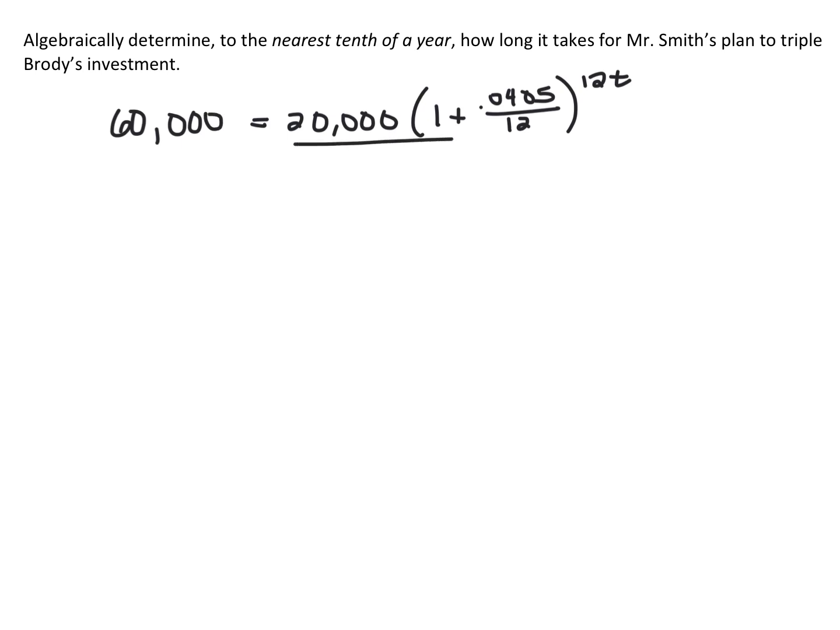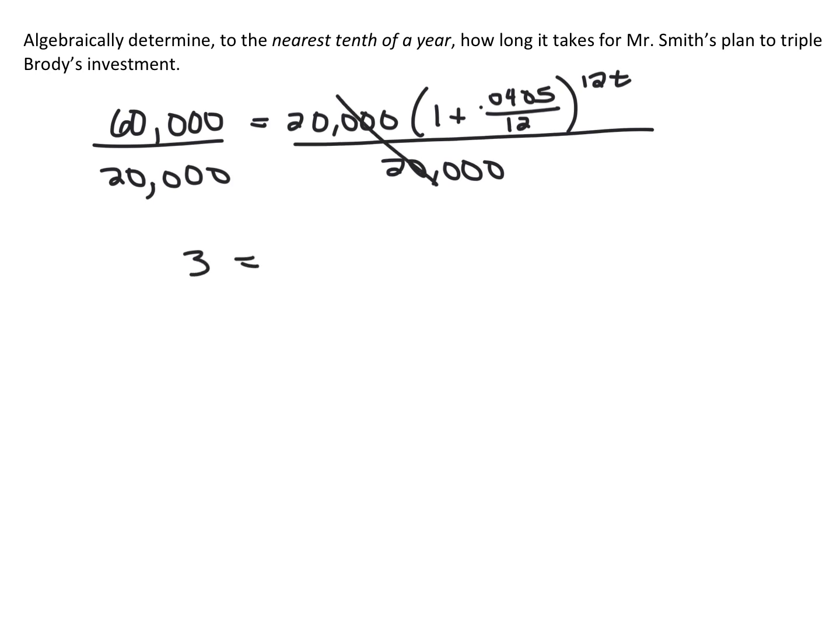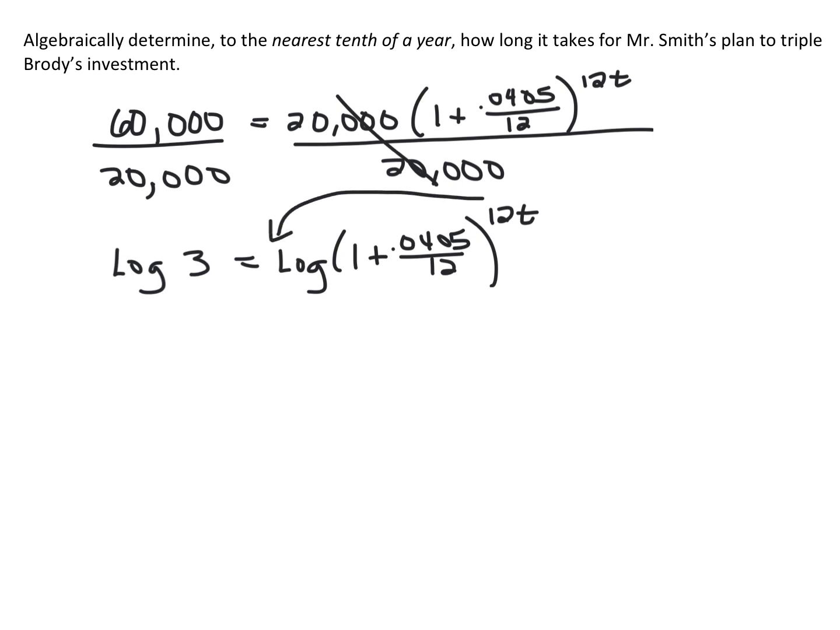So again, to solve this, we start off the same way we did the last one. We're going to divide both sides of the equation by 20,000. So that'll leave us with 3 equals, I'm going to just leave the parentheses as is, 0.0405 over 12, and that's to the 12t power. Now, since we're solving for an exponent and there's no e involved, we know we're going to need to use log. So let's put log in front of both sides of the equation. And that's going to bring our 12t right to the front. So it leaves us with log of 3 equals 12t times log of what's in the parentheses.